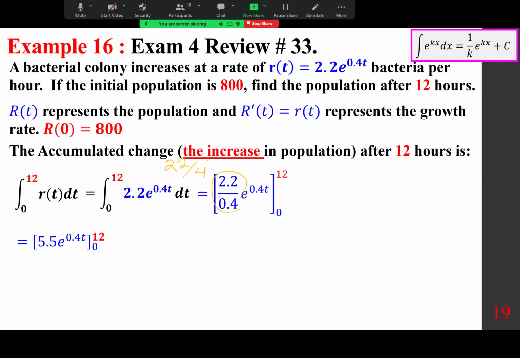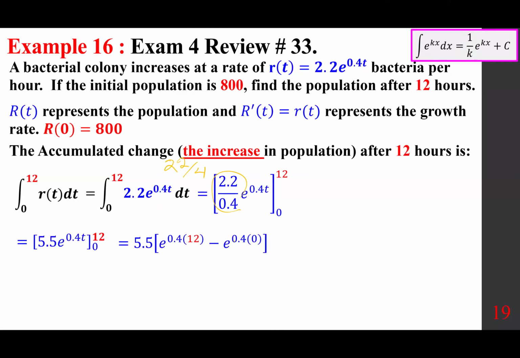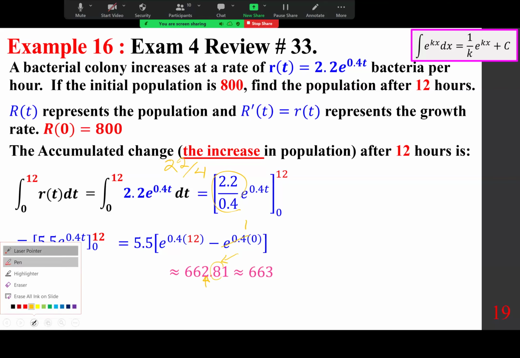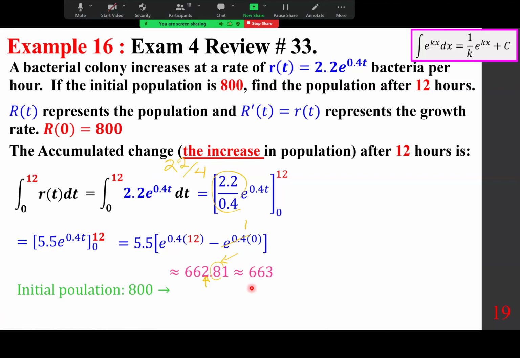You plug in the top limit 12. You keep the 5.5 out. It's easier that way. And then the bottom, 0. Of course, this becomes 1 because it's e to the power of 0, but you have to use the calculator. So this is the approximation. Because we are dealing with the population, we want to round it to the nearest unit. Since next to it is 8, it goes up to 663. We had the initial amount of 800, add them up, and that's the final answer.